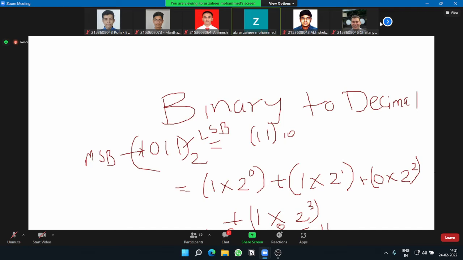Everybody got the answer for this binary to decimal? Sir, what is the meaning of MSB and LSB? MSB is the most significant bit. This is the most significant bit, and this one is the least significant bit. LSB stands for least significant bit and MSB stands for most significant bit. So we have converted the binary to decimal.